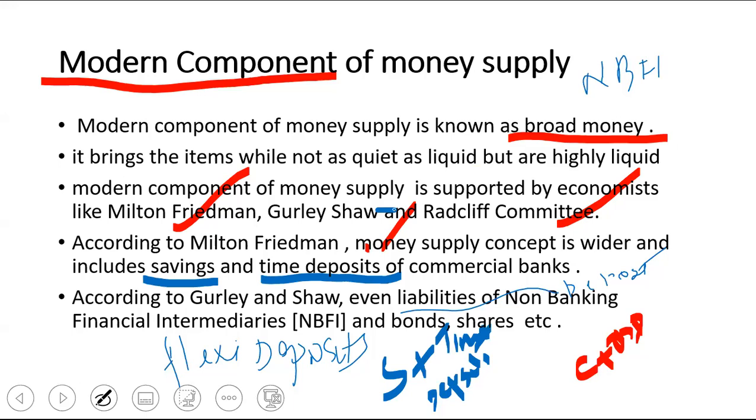So according to Gurley and Shaw, money supply includes the assets of non-banking companies plus bonds and shares. Bonds and shares. So children, tell me, what is the meaning of the term bond, and what is the difference between bond and share? You have to answer today, I just explained it. Tell me quickly, what is the difference between bond and share?